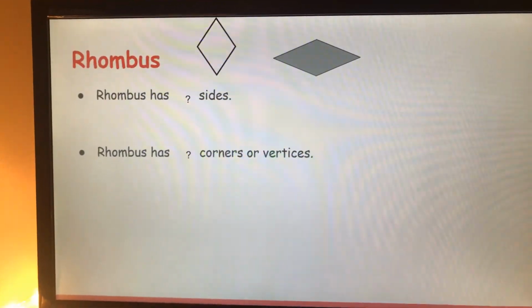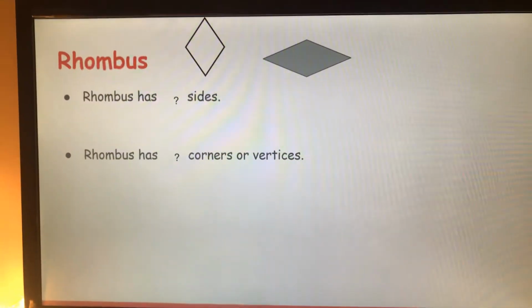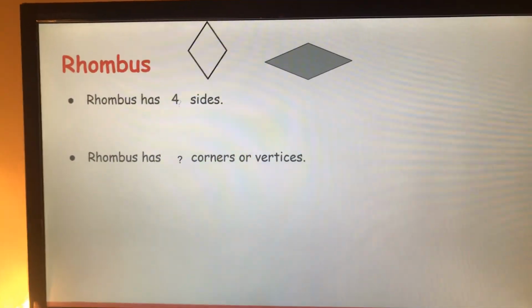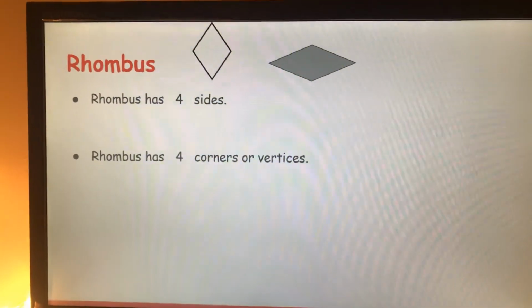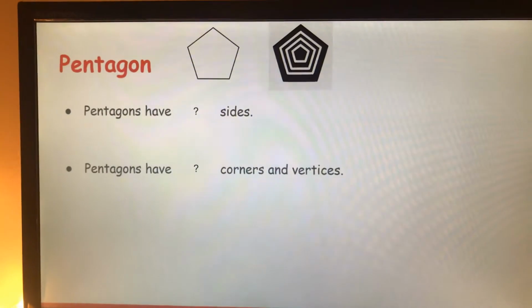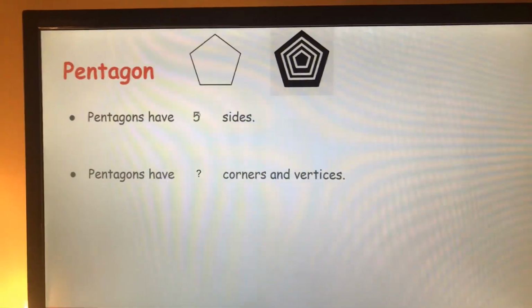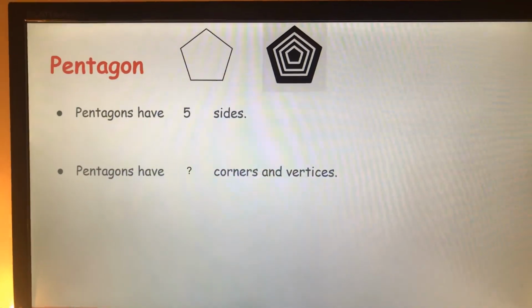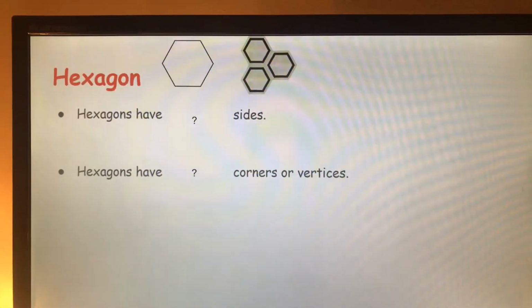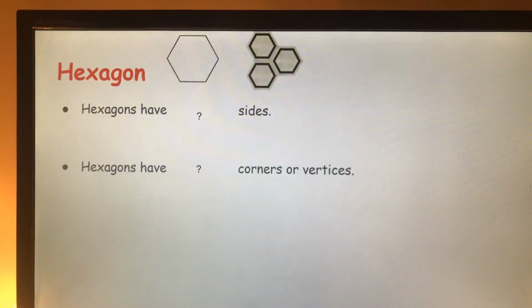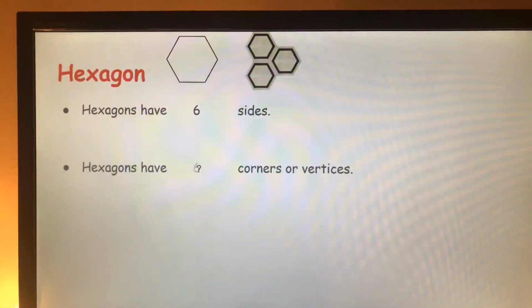A rhombus, or we can say a diamond. How many sides does it have? Well, it has 4, and then corners and vertices, also 4. A pentagon, how many sides does it have? 5. How many corners and vertices? 5. A hexagon, how many sides does it have? 6. How many corners and vertices?